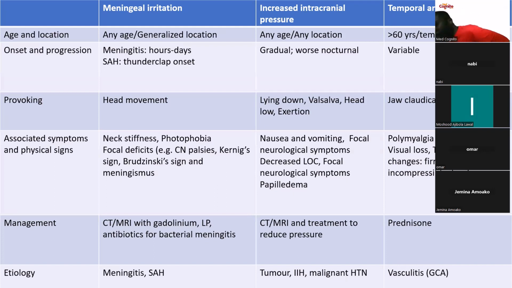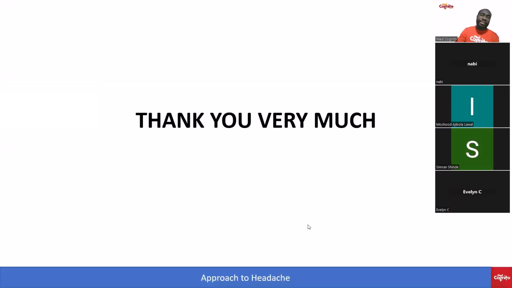I have a question. What condition is also associated with temporal arthritis? Polymyalgia rheumatica, PMR. And how would you manage the patient with temporal arthritis? Prednisone. A high dose of steroids. Yes. Okay.